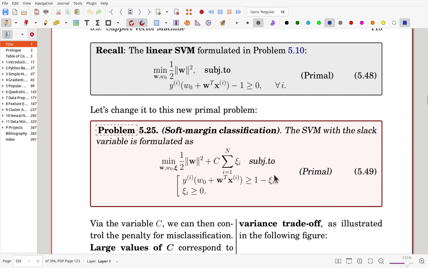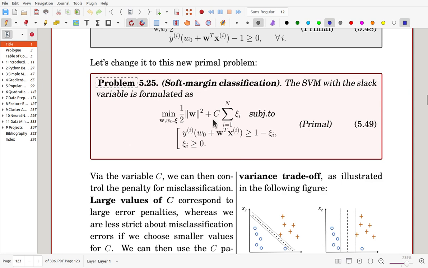Now, for this relaxation, we put it on the objective, so it becomes a part of the cost. Along with the C, we control the relaxation. That is now the new objective function for soft margin classification. Once you choose C very large, psi i will become small. That means the relaxation is small, so that the final model will be tight, like in this left figure.